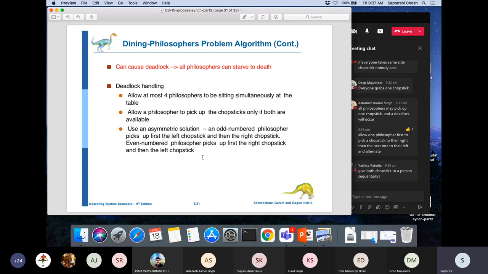Or use an asymmetric solution. An odd numbered philosopher picks up first the left chopstick and then the right chopstick, and the even numbered philosopher picks up the right chopstick and then the left chopstick. So again, we are trying to reduce the probability of every philosopher picking up one chopstick to the left. These are some heuristic approaches to prevent potential deadlocks.